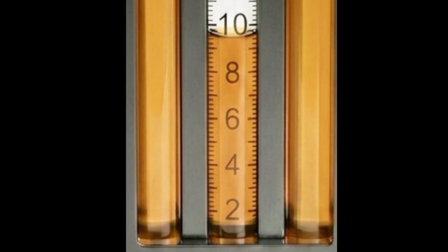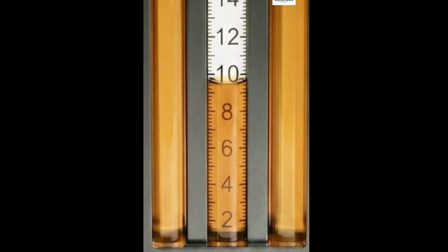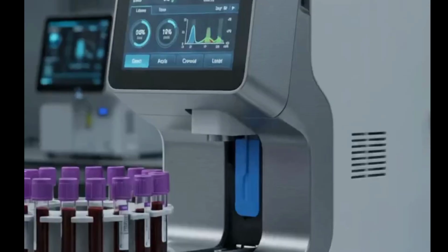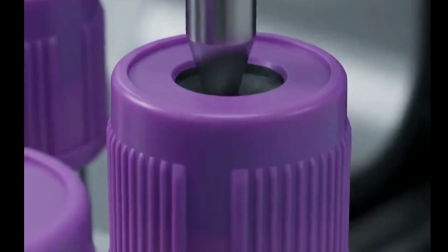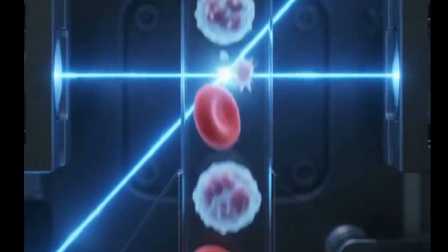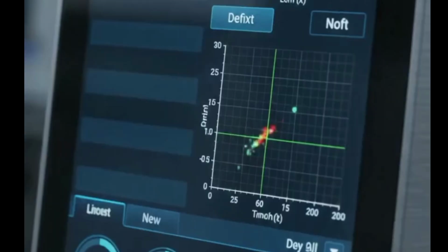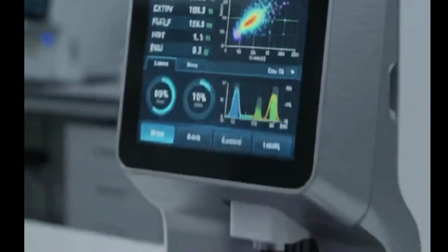Although Sahli's method is simple, inexpensive, and still used in some resource-limited settings, automated hematology analyzers provide much greater accuracy, precision, and reliability.